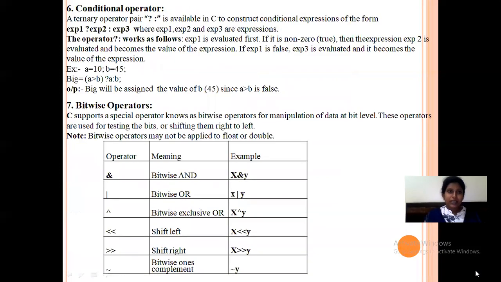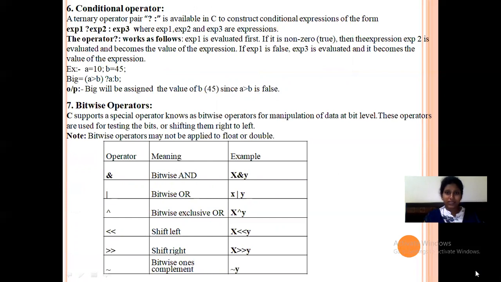Then see, the next one is the conditional operator. A ternary operator pair is available in C to construct conditional expressions of the form exp1 ? exp2 : exp3, where exp1, exp2 and exp3 are expressions. The operator works as follows.